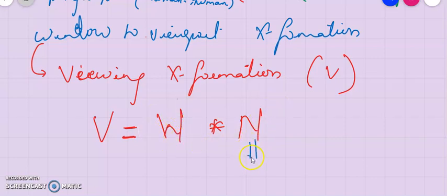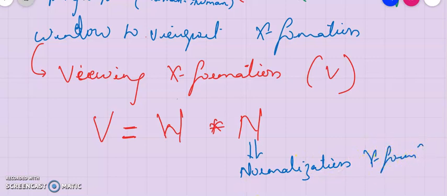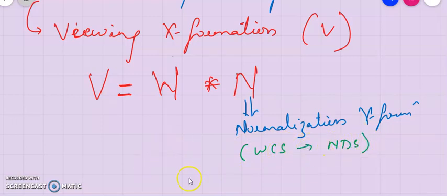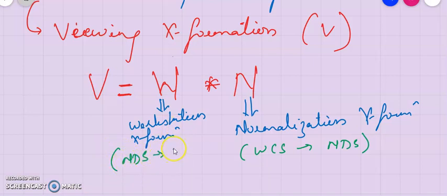So this N is nothing but what I call the normalization transformation. Right, and where am I going to use this normalization transformation? It is basically used to convert my world coordinate system to normalized device screen. Okay, and my second transformation, I call the workstation transformation, that is basically used to convert my normalized device screen to my device coordinate system, right? As my device coordinate system is also called the workstation coordinate system.